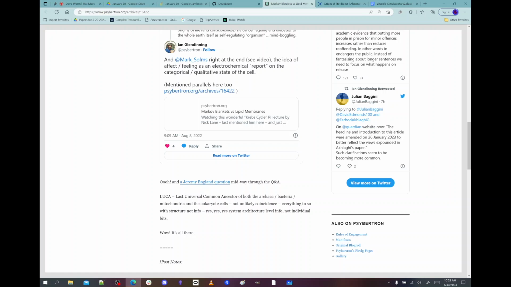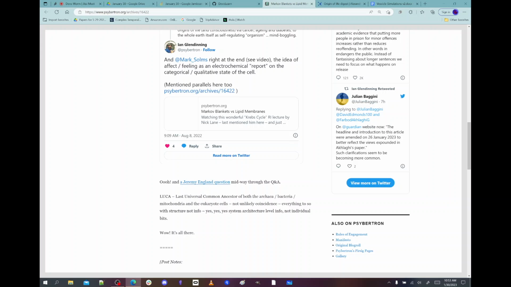Not an unlikely coincidence. Everything to do with structure, not info. Yes, yes, yes. Systems architecture level info, not individual bits. That was obviously paraphrased, but the idea is that you can look at some of these things as structure instead of information, or instead of this computational view of information where you're looking for bits. You're actually looking for structure, and it gives you systems level information. So informational bits might be viewed as a sort of reductionist quality, whereas the systems level architecture might be viewed as this systems level or emergent quality.